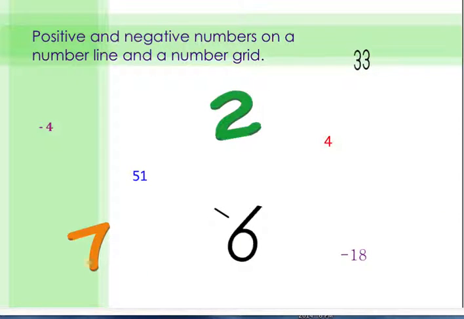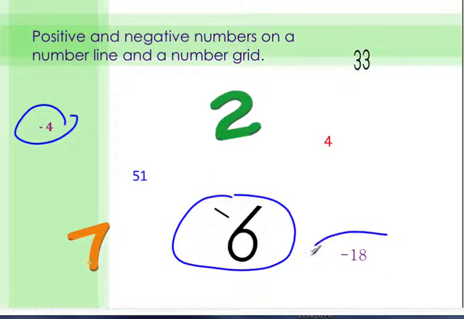Today's video is on positive and negative numbers on a number line and on a number grid. On the first page here, I have a bunch of numbers listed, and I want you to take a look at them. I want you to identify the negative numbers. How do we identify negative numbers? Those numbers are written with our negative symbol in front. So if you said this is negative, this is negative, and this is negative, you would be correct.